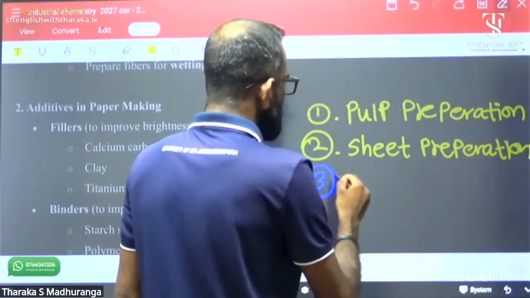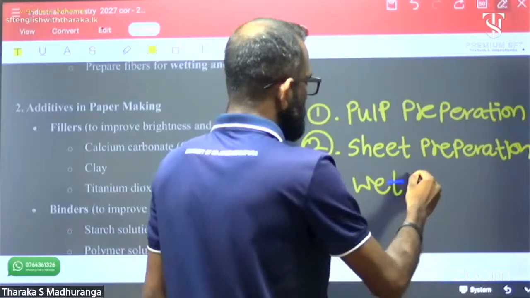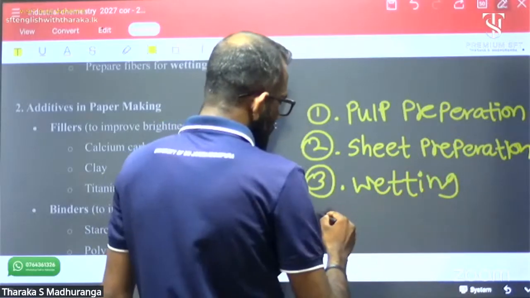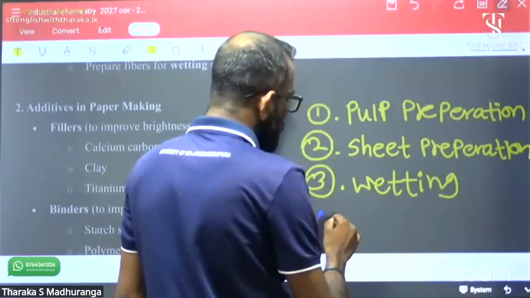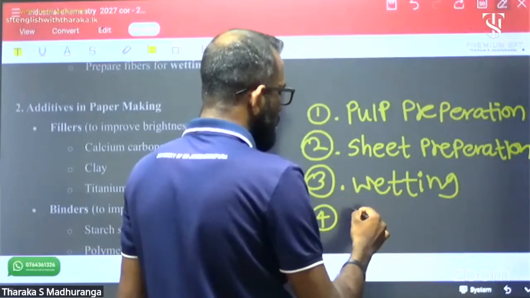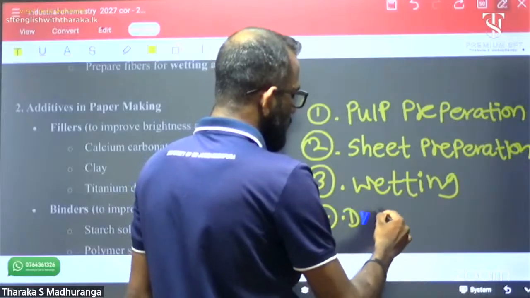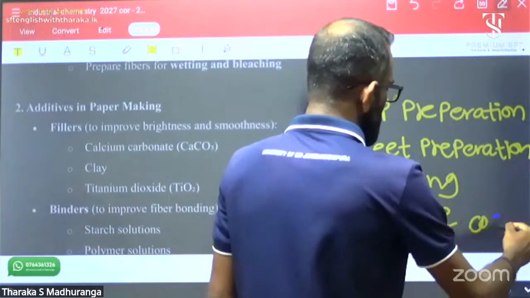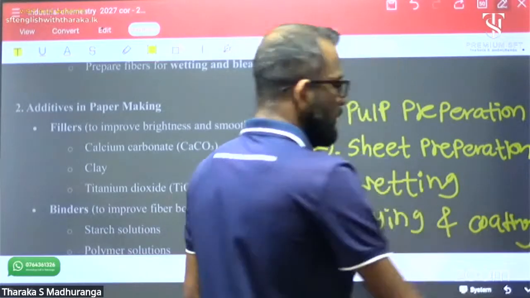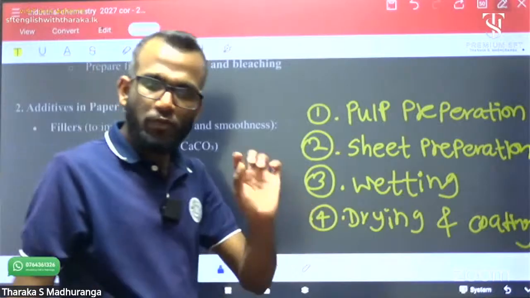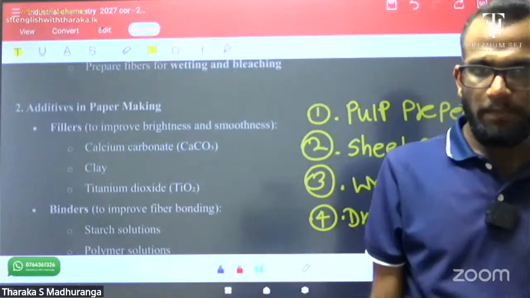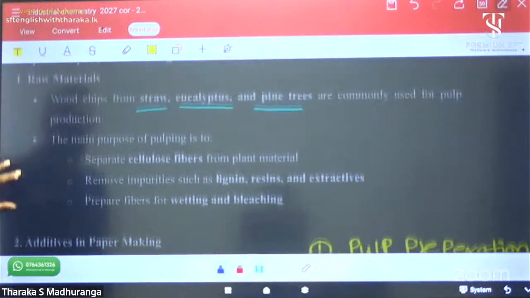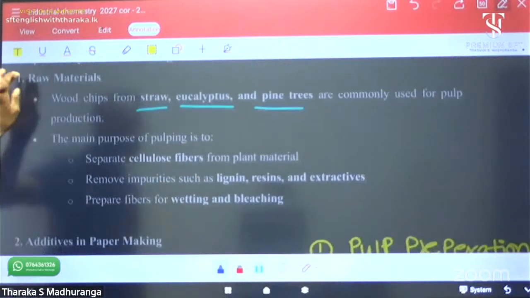The third one is wetting. And finally, drying and coating. Finally, we have to apply coating to get the shine. Okay, I'll explain step by step the manufacturing process of paper.